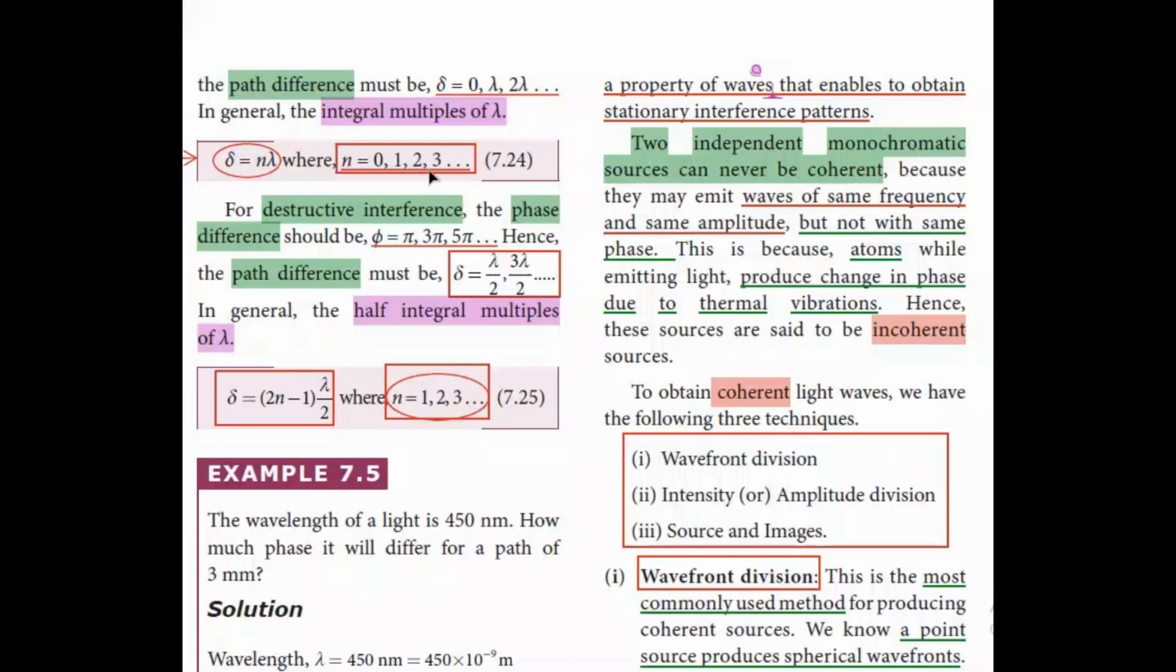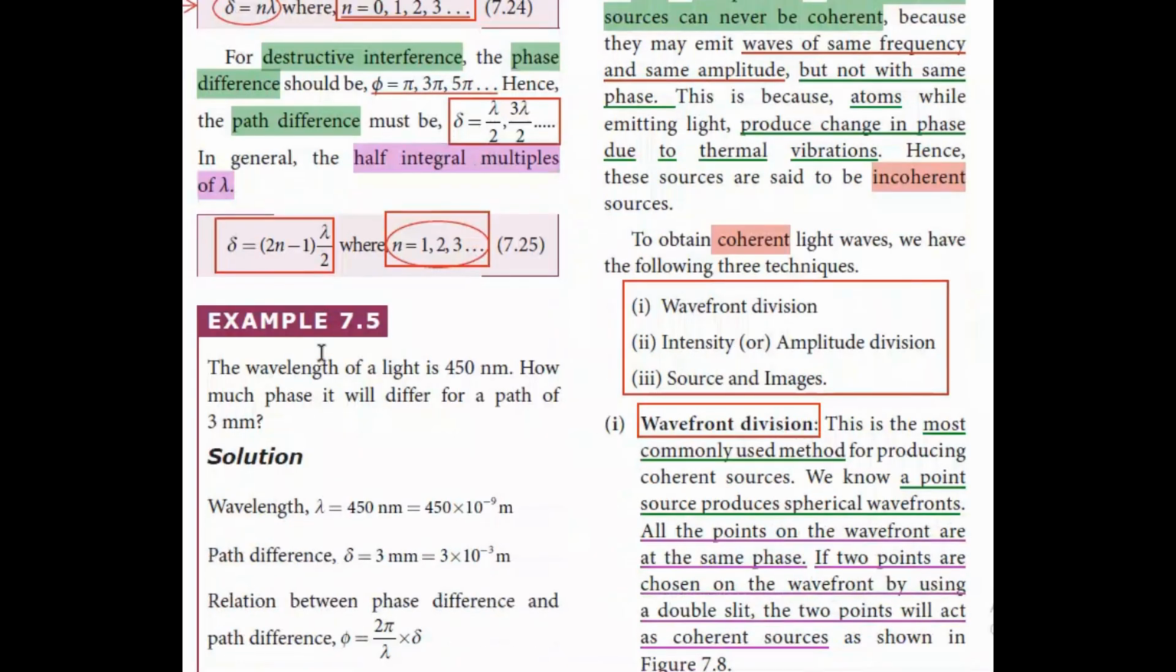And for destructive interference, the phase difference should be pi, 3 pi, 5 pi, etc. Hence the path difference must be delta equal to lambda by 2, 3 lambda by 2, etc. That means half integrals of lambda. So the path difference delta is given by (2n minus 1) lambda by 2, where n is equal to 1, 2, 3, etc.